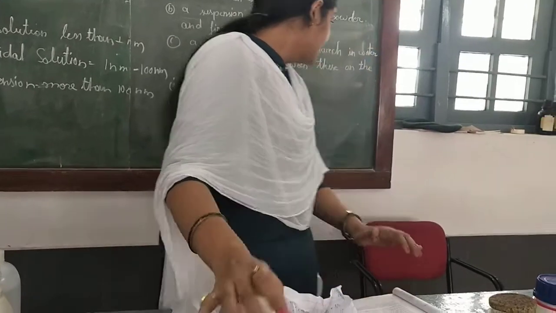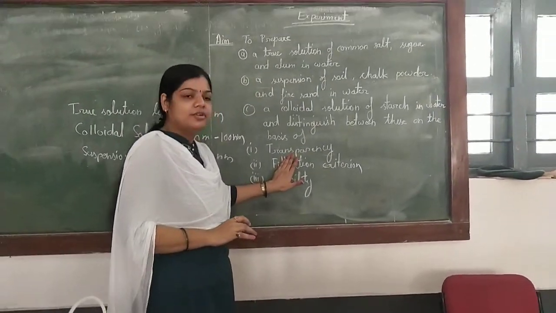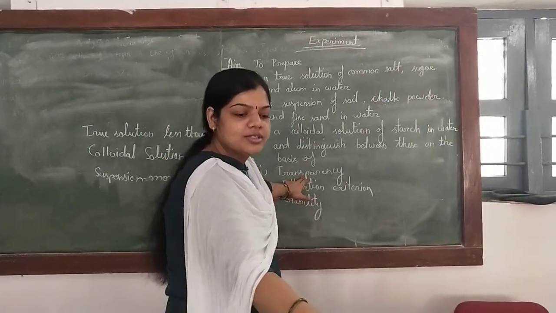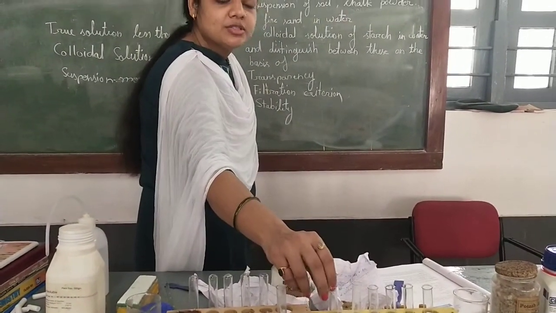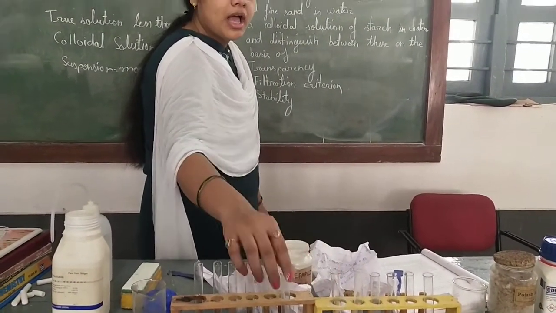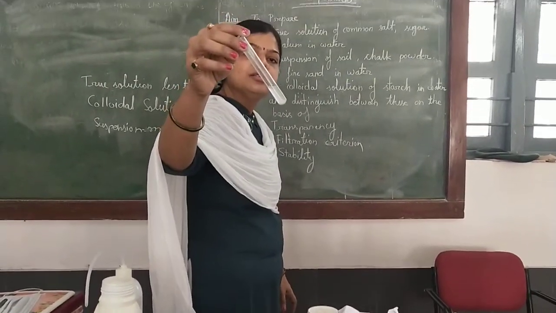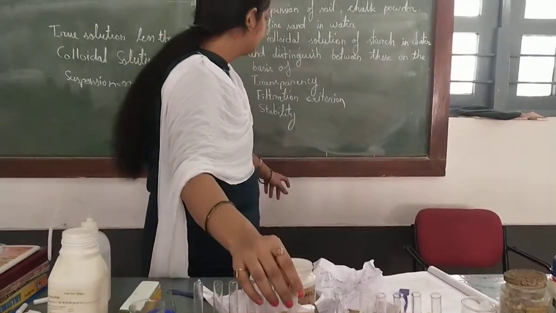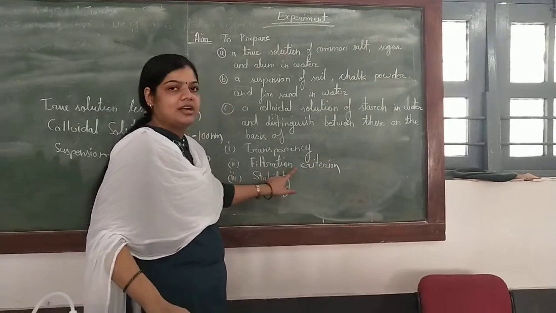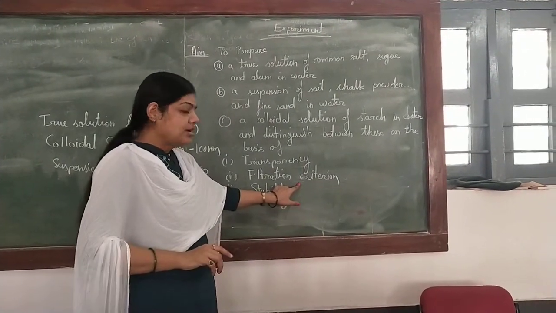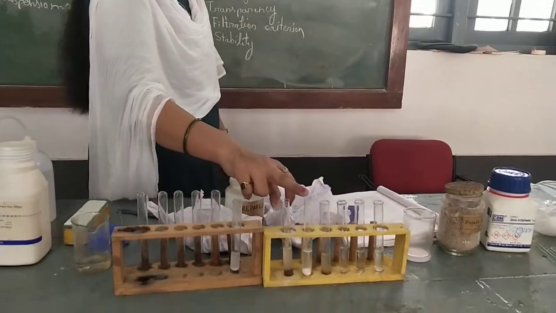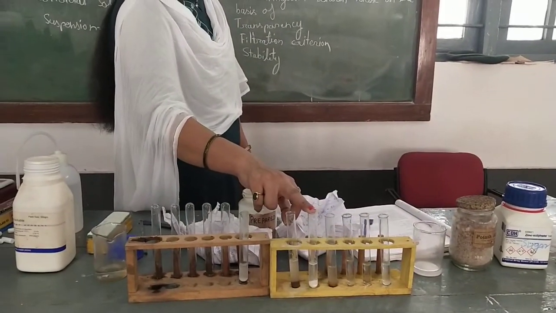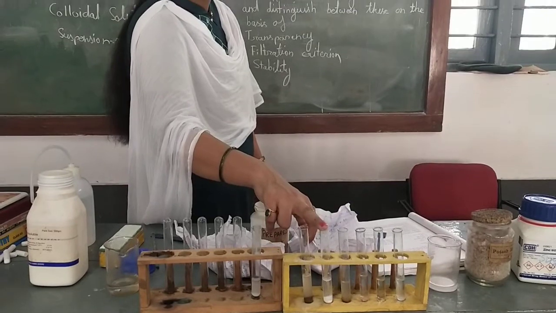Now look here, if we compare on the basis of transparency, true solutions are transparent. Suspensions are not transparent, and the colloidal solution is also not transparent. Next is the filtration criterion. If we filter the true solution, there is no residue left, and in the case of a suspension the residue is formed because the particle size is bigger.